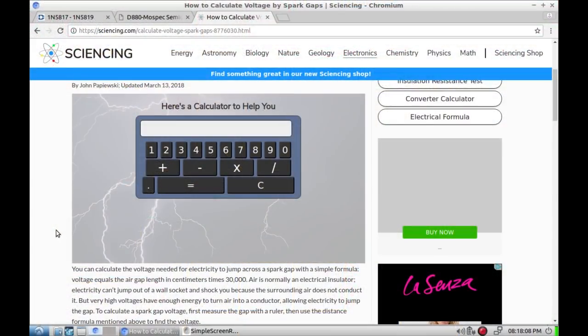Okay, I did a little bit of researching, and with the help of our friend Google, discovered this handy dandy little calculator. The simple formula: voltage equals the air gap length in centimeters times 30,000. So 30,000 times, let's say it was 1.2 centimeters, 36 kV. Wow. It was probably a little bit higher, but my measurement wasn't all that accurate because I'm scared to get close to this thing. I'm sure it bites.